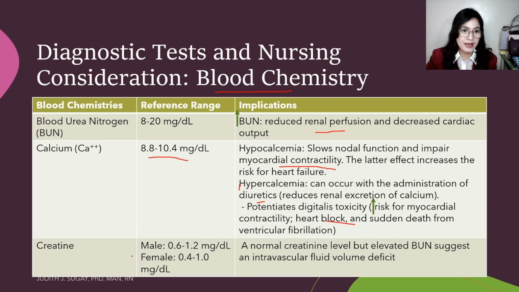Next, you have creatinine. So you check if your client is either male or female because they have different reference ranges. So if the creatinine is normal but there is an increase in BUN, it could suggest an intravascular fluid volume deficit. So you have to check this one, to check the creatinine and the BUN.